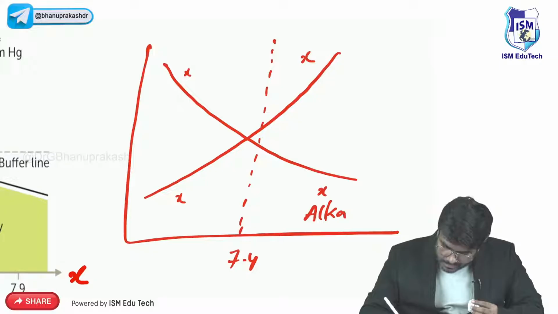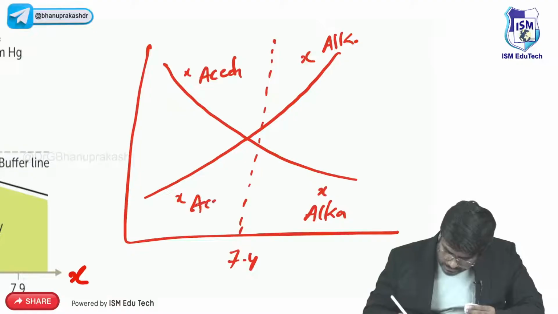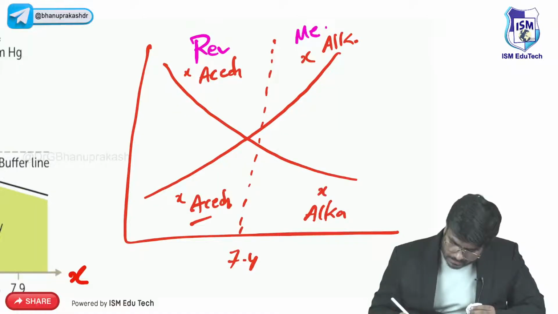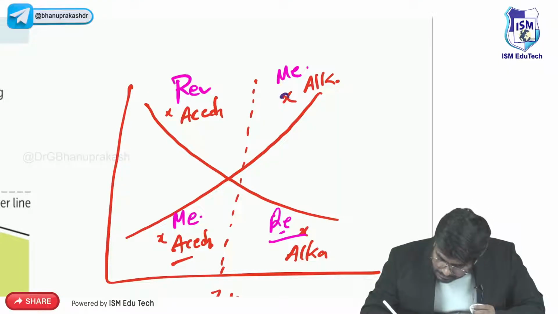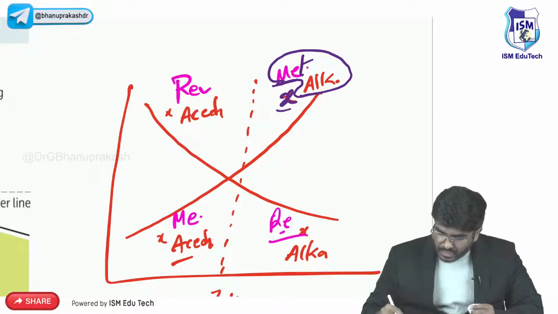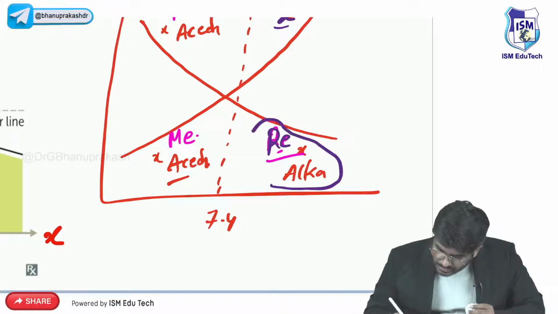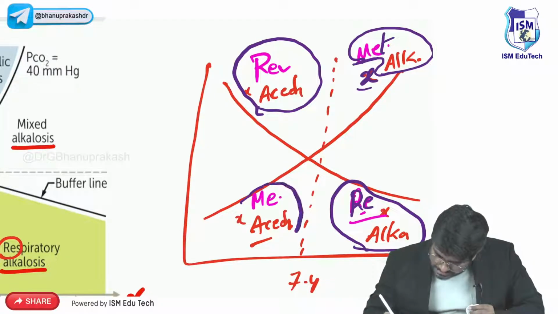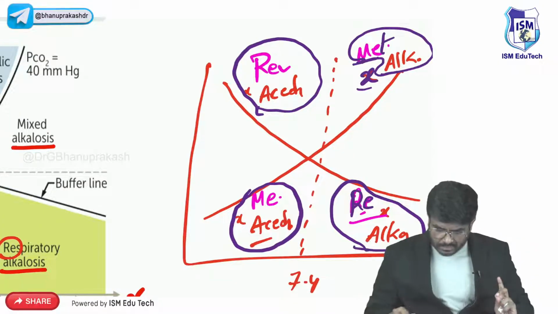Alkalosis here. Here also alkalosis, ALK. But here it is acidosis. What is the mnemonic I have given you? Ma, Me, something like this. So now, if they ask you what is happening in this X area, it is a metabolic alkalosis. If they ask you what is happening in this area, it is respiratory, so respiratory alkalosis. Now here it is respiratory acidosis, and here it is metabolic acidosis. I'm just giving you a simple way to answer the MCQs.